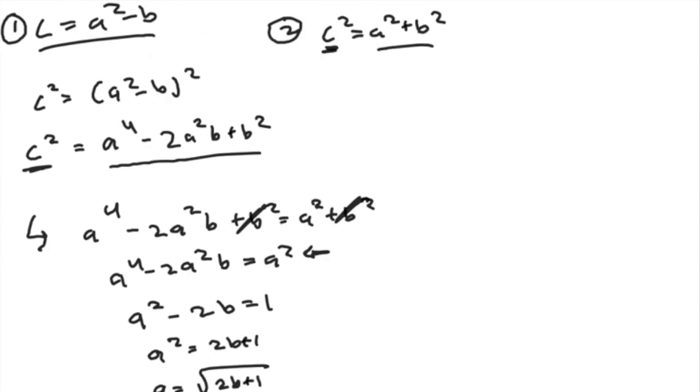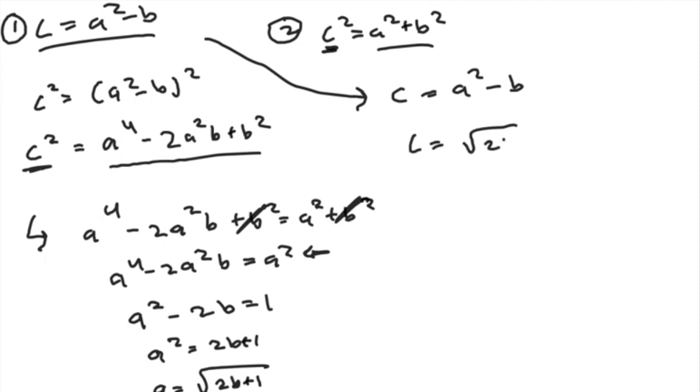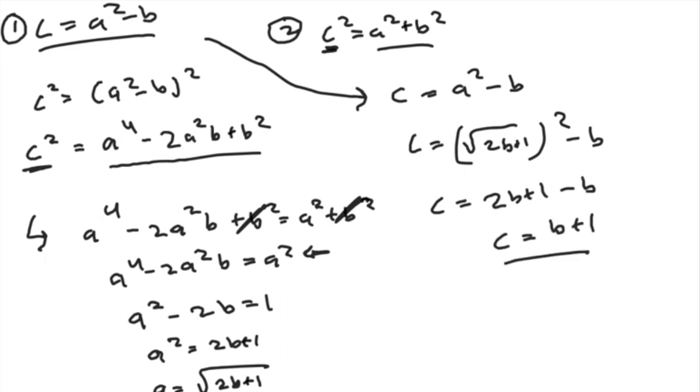Let's solve for c now. So we know that c is equal to a squared minus b, and this comes from equation 1, Vanya's equation. So now if we just substitute a in there, we'll get c is equal to the square root of 2b plus 1, squared, minus b, which leads to c equal to 2b plus 1 minus b, or c is equal to b plus 1.